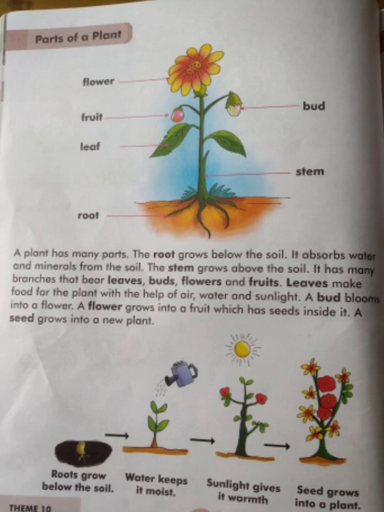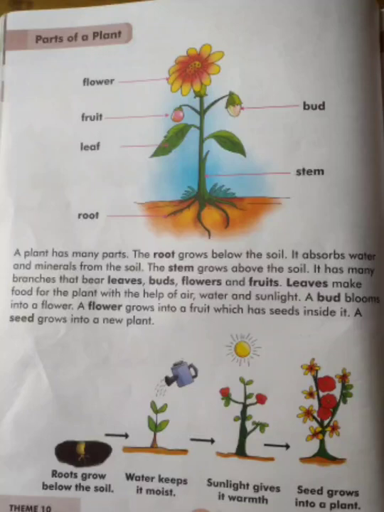Roots grow below the soil. Next, water keeps it moist. Sunlight gives it warmth. Seed grows into a plant. This is the process of growing the plant. First of all, roots grow. We grow the roots into the soil.